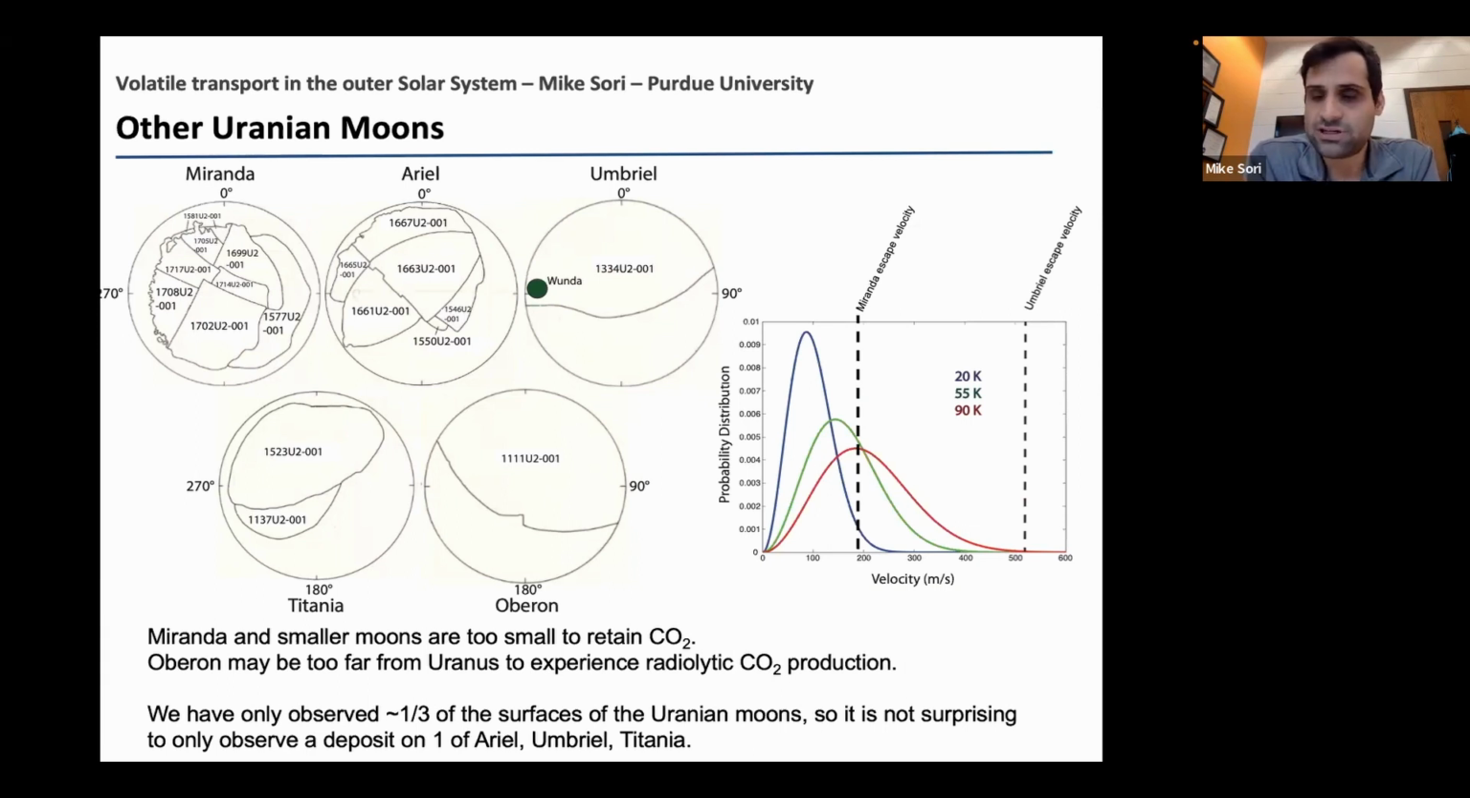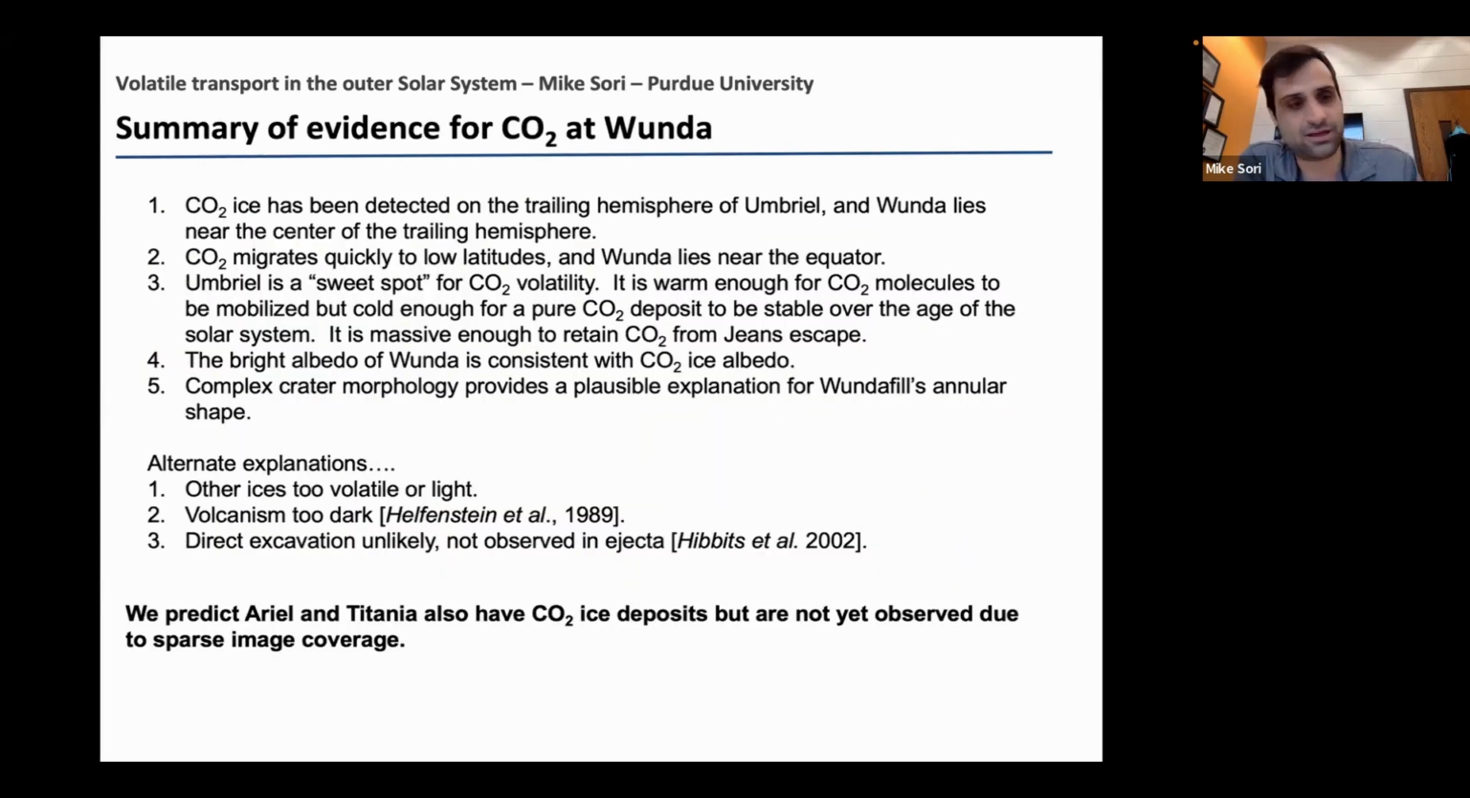Of the three remaining ones, I just like to remind people that we have only observed a third of the surfaces from spacecraft. So we've only observed a third of the surfaces, and we see a bright spot on one of the three. So that might be consistent. So an obvious test of this idea is we might predict that there's CO2 ice on all three of those moons, Ariel, Umbriel, and Titania. But we've just only seen the right part of the surface on Umbriel just by luck of where the images were taken. So this is a good test for a future spacecraft mission, I think. So I'll wrap up the Uranus part.